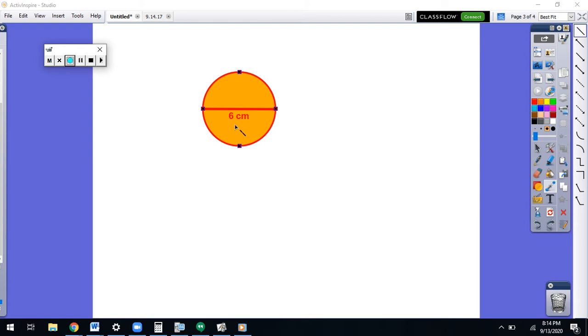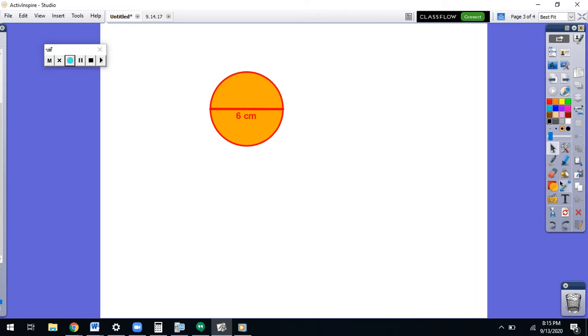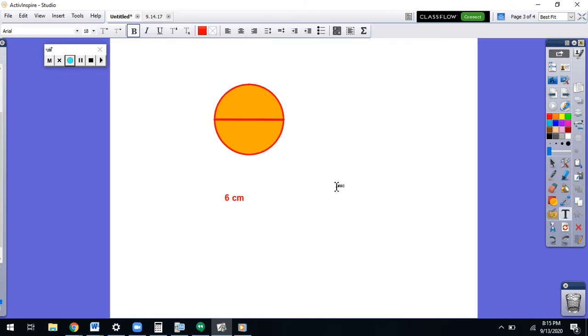So here, I've given you the distance from here to here across the circle, so that's the diameter. So I'm not going to use this number, I need the radius. So I need to know how much it is from here to here. So half of that is going to be 3 centimeters. So I'd probably just take that, kind of move that out the way, and I'm going to need 3 centimeters, and that's going to be from here to here, my radius, okay?